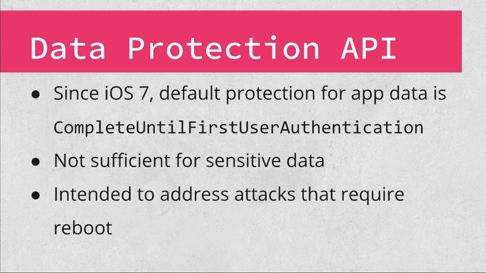In fact, Apple's default data protection class for application data has been complete until first user authentication since iOS 7, but this was originally aimed at attacks that require a reboot during exploitation. The problem with relying on this data protection class for sensitive data is that a separate vulnerability that exposes the file system on a locked device could also expose data with this level of protection.